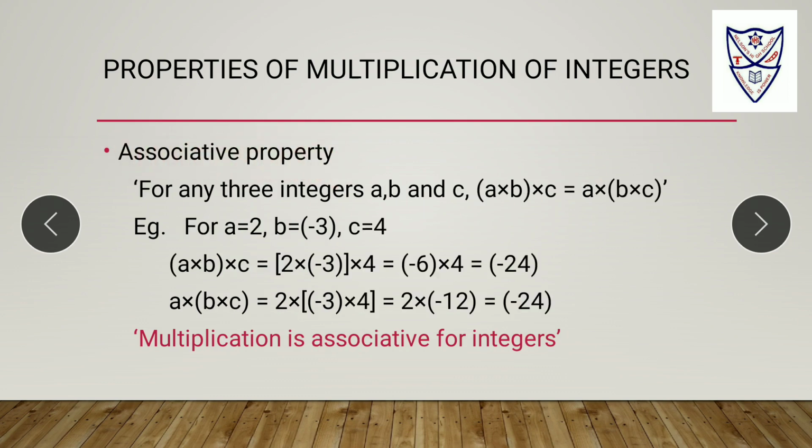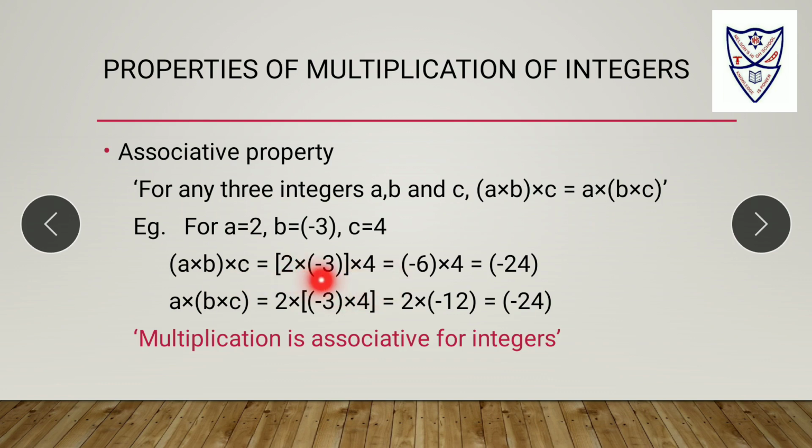Next, associative property. For any three integers a, b and c, in the bracket a multiplied by b, bracket close, multiplied by c is equal to a multiplied by, in the bracket, b multiplied by c. Let's take one example. a is equal to 2, b is equal to minus 3, and c is equal to 4. Let's take the left hand side, (a multiplied by b) multiplied by c. We have to put the values of a, b and c, so in the big bracket 2 multiplied by minus 3, bracket close, multiplied by 4.